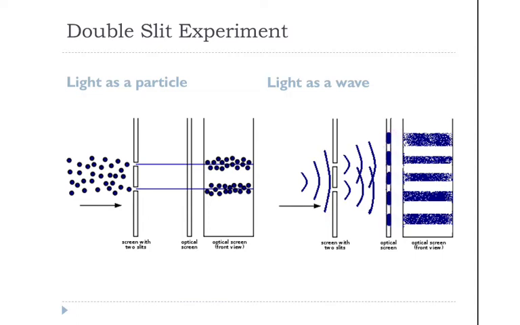Rather than two lines, we end up with many of them that coincide with how a wave would react. So we see that light behaves with those two characteristics, depending on whether we're observing it closely or not. Light has these dual characteristics.